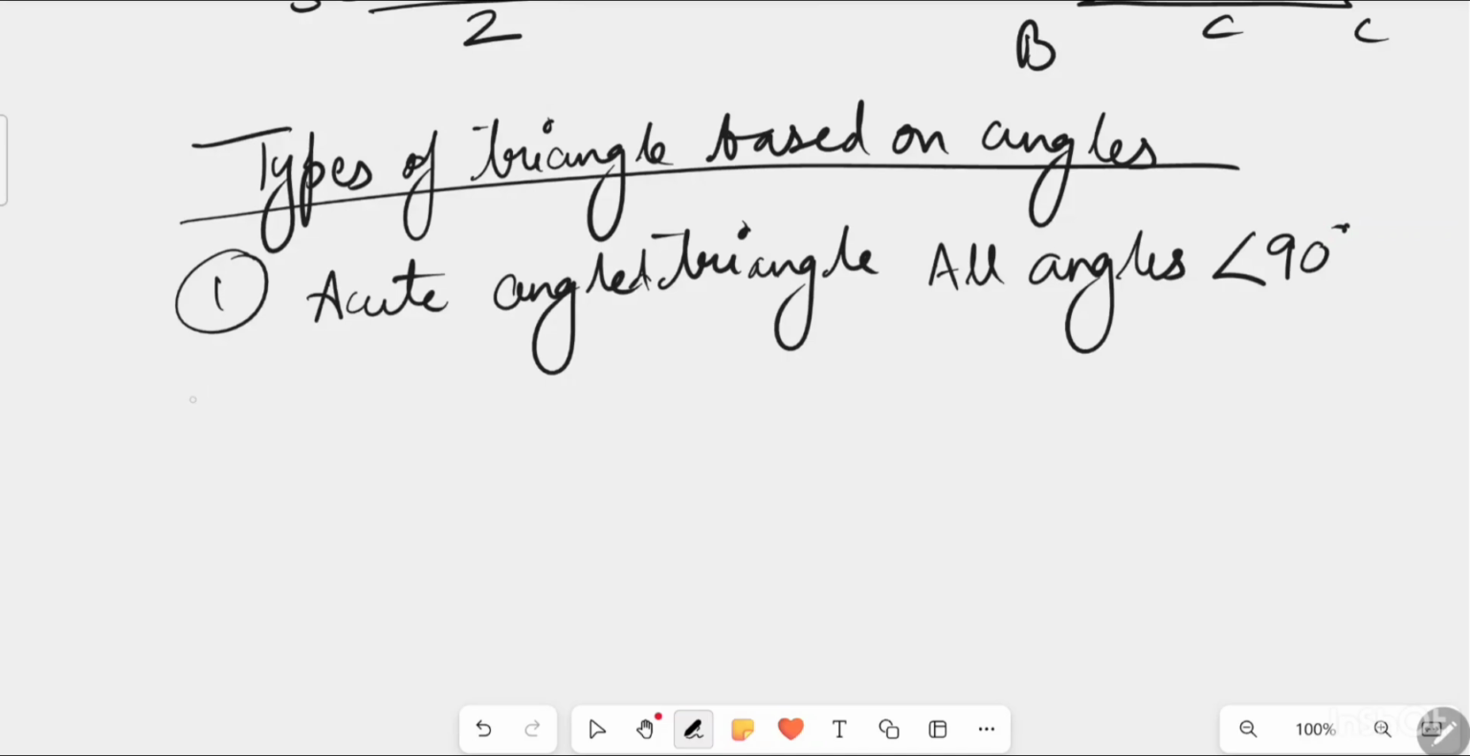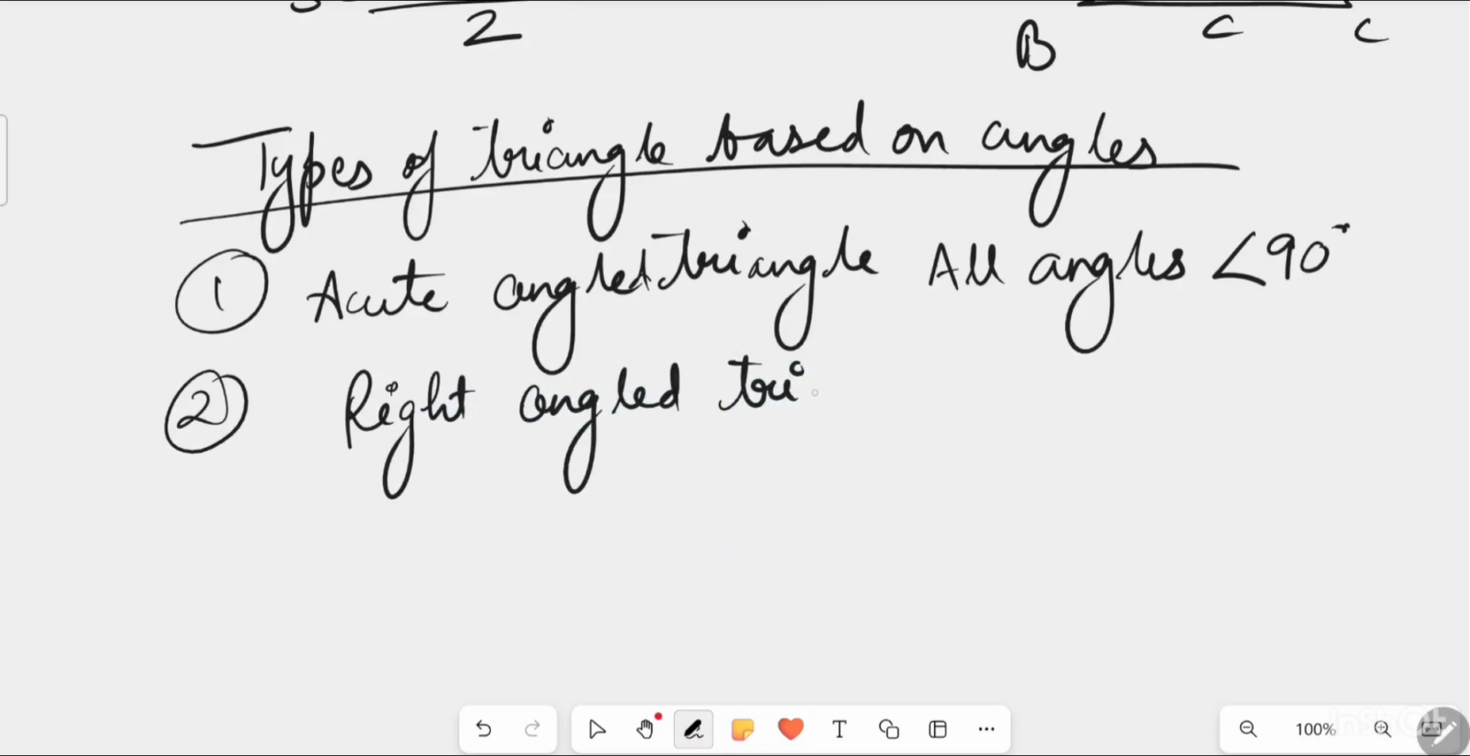Now second is the right angled triangle. In a right angled triangle, one angle will be equal to 90 degrees. And its area will be half base into height. And we can get base and height by Pythagoras theorem.